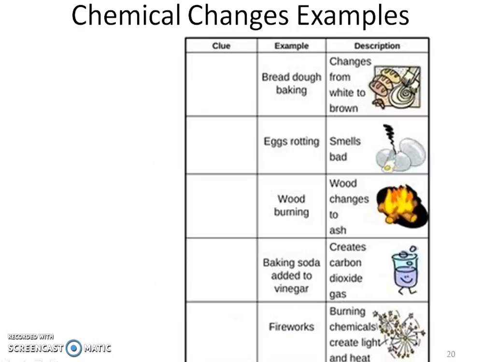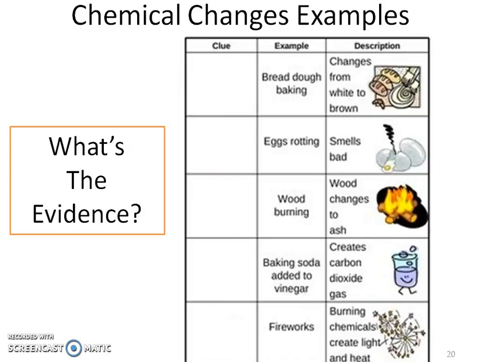So if we look at the chemical changes here, we have a lot more options to choose from. So again, pause the video, see if you can come up with the clue, or like I like to say, what is the evidence of each of these? So for the bread dough baking, color change. Eggs rotting, the smell changes. The wood burning, of course, we've created new matter.